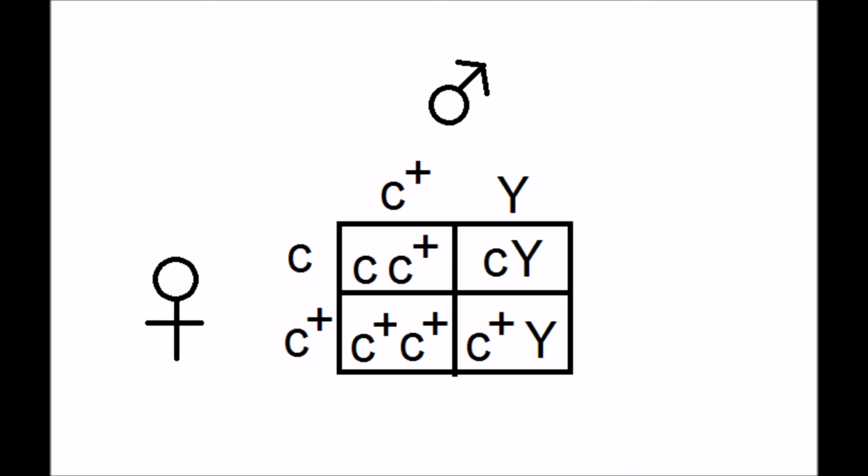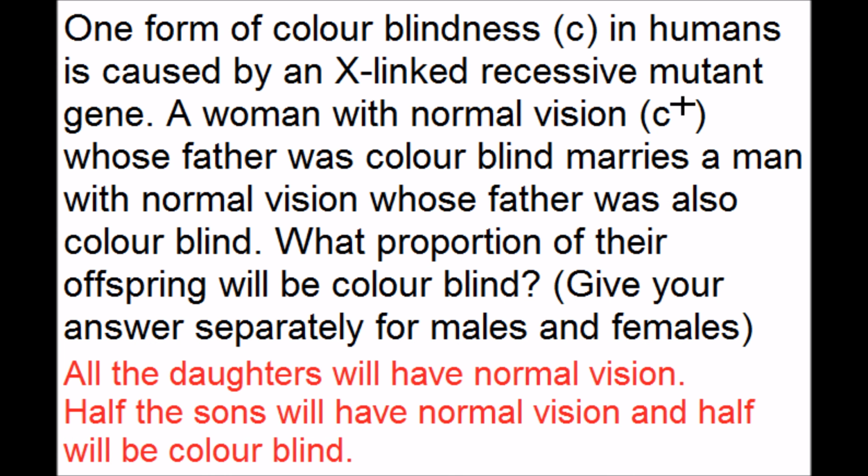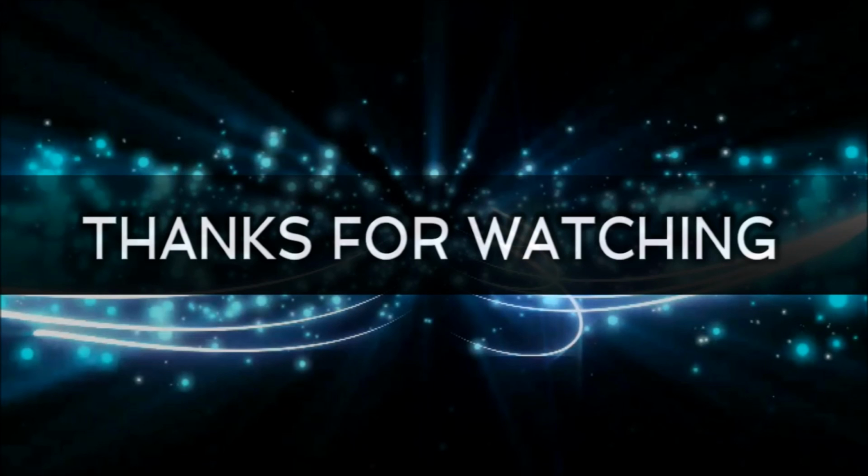Since the mutant allele is recessive to the wild-type allele, all the couple's daughters will have normal vision, even though half of them will inherit one copy of the mutant allele. Half the couple's sons will inherit a mutant allele and will be color blind, and the other half will inherit a wild-type allele and will have normal vision.